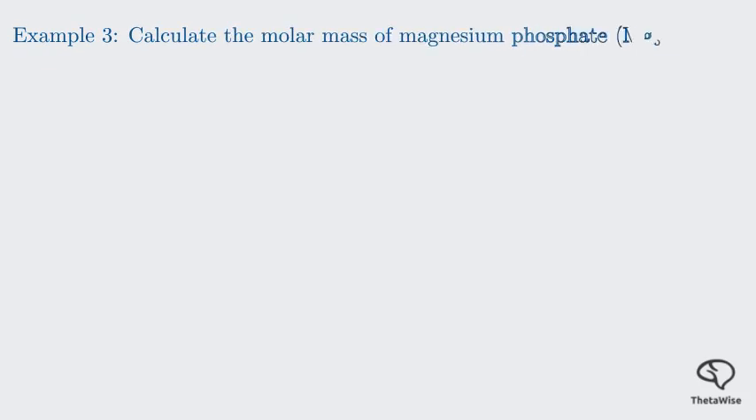Finally, let's look at the molar mass of an ionic compound that contains a polyatomic ion, just to see how to handle those. Example 3. What is the molar mass of magnesium phosphate, Mg3(PO4)2? The formula tells us we have 3 magnesium atoms. And because the polyatomic phosphate ion, PO4, is in parentheses with a 2 subscript, it means we have 2 of the entire PO4 group. So that's 2 phosphorus atoms and 8 oxygen atoms.